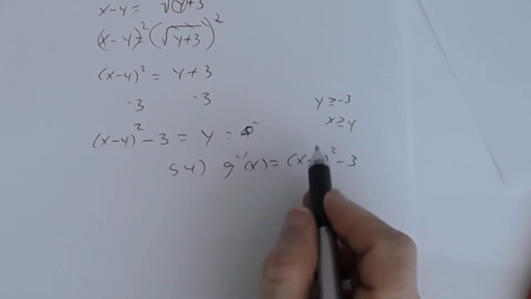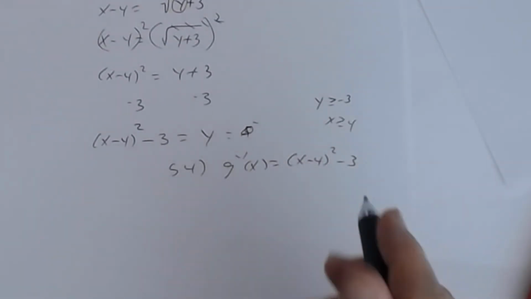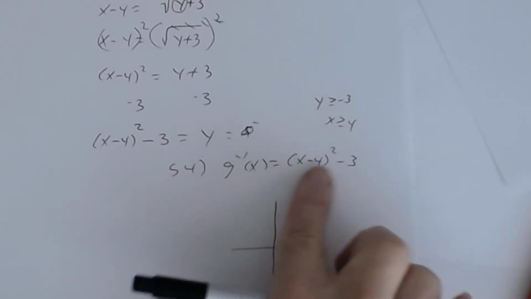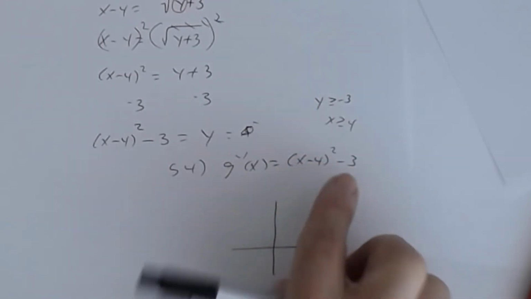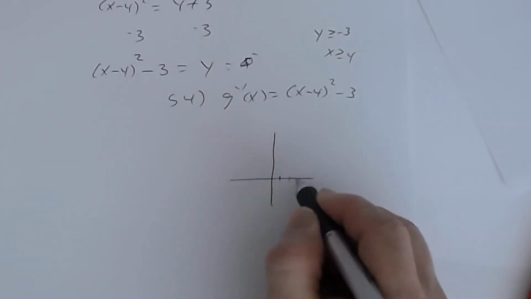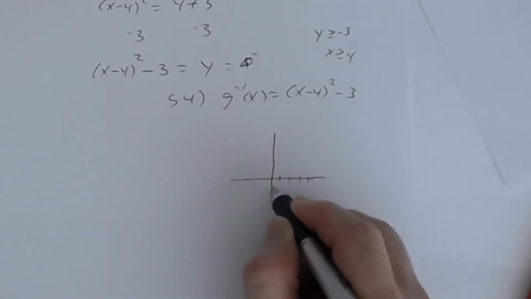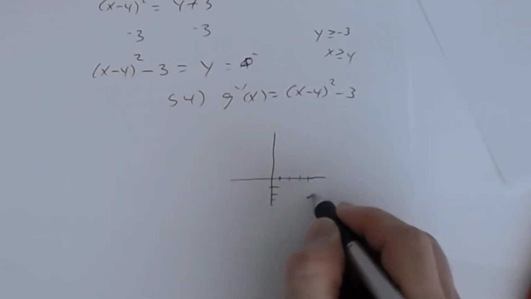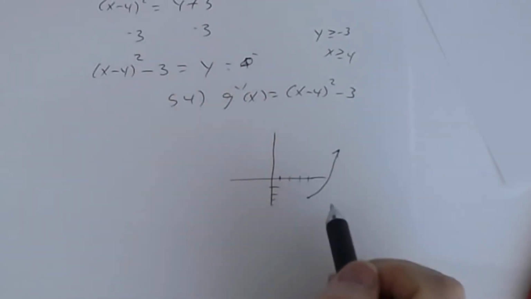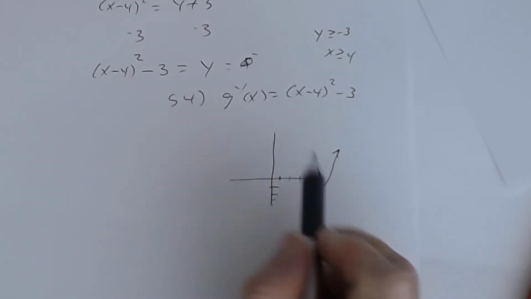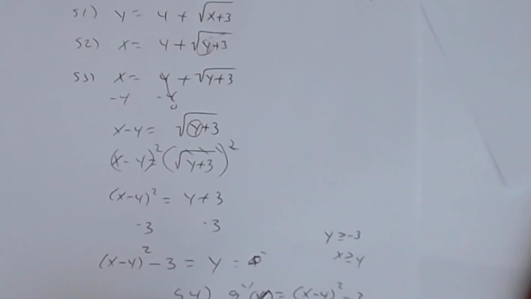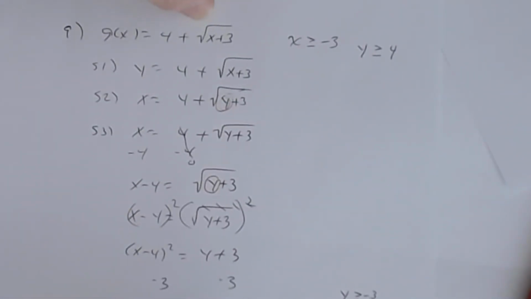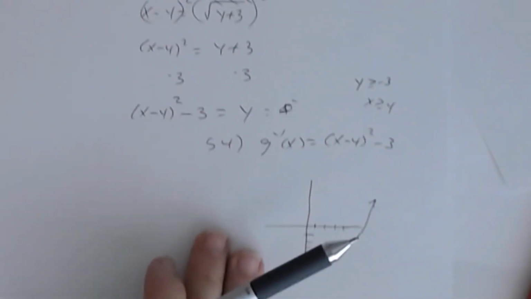So notice that if I were to graph this right here, that would look like this. So I take the parent function, I move it to the right 4 units, and then down 3. So 1, 2, 3, 4, and then 1, 2, 3. And then notice that all I'm looking at is actually this piece. So this right here is really this. Okay? So don't get thrown off when you start out with a square root function, because the square root function is 1-to-1, and you end up with a quadratic function.